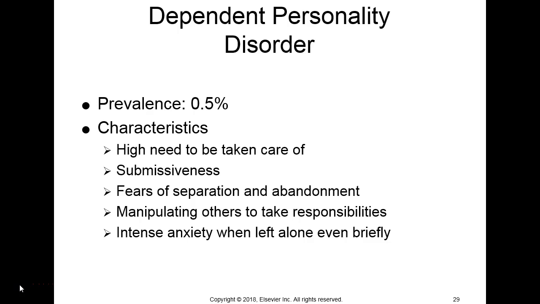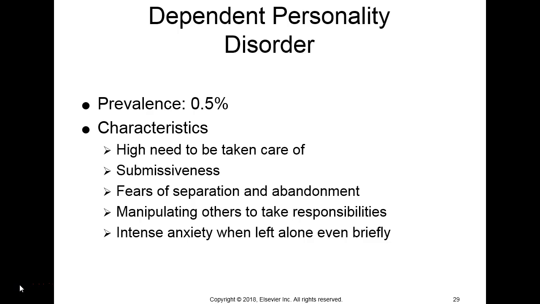Now we all need somebody to lean on. It's not to say that we should be so independent that we don't ever need anybody. So it's very different from that. We all need to have relationships and social relationships and friends and family in our lives. But this is a little bit different from that. So they really have a great deal of difficulty making their own decisions and doing anything without the approval of others.